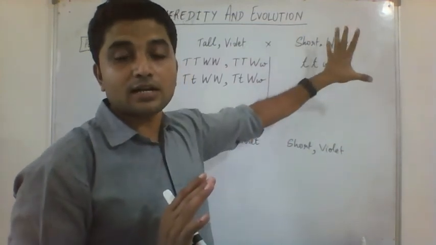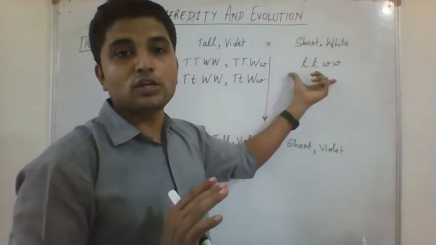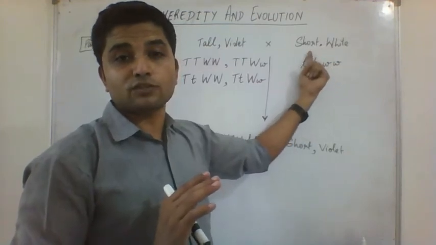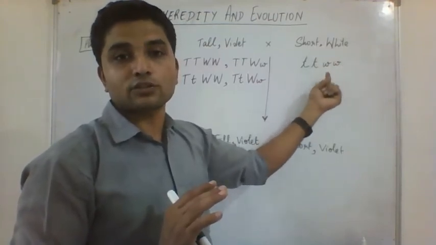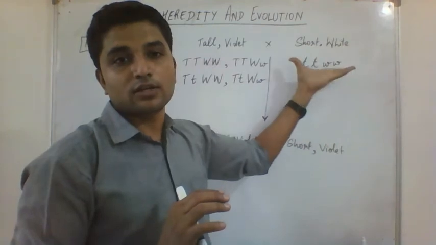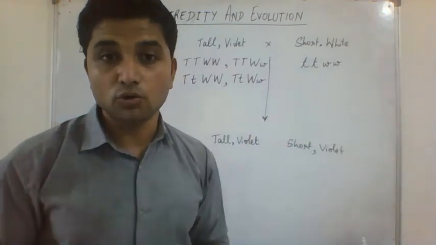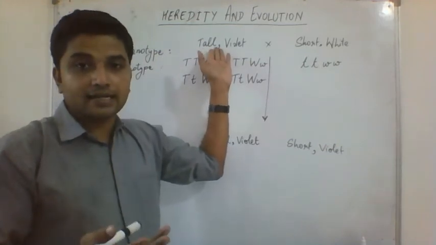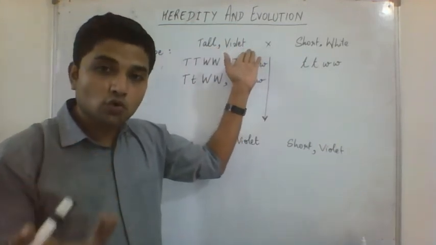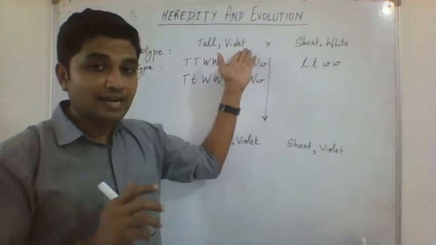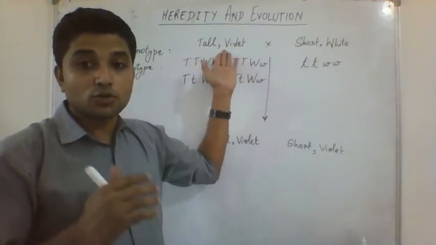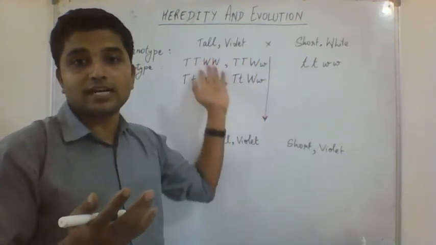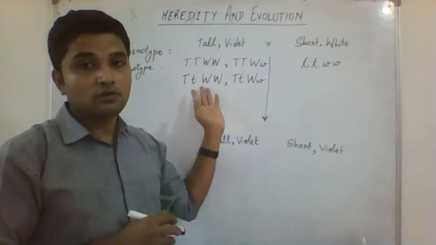So this parent plant that we are talking about, we know the genotype. Two factors for shortness, both recessive. Two factors for white flowers, which are also recessive. So this plant, we are sure about the genotype. But this plant is tall, which is a dominant character. It has violet flowers, which is also a dominant character. So that means this plant's genotype can be any of these four that I have written down here.